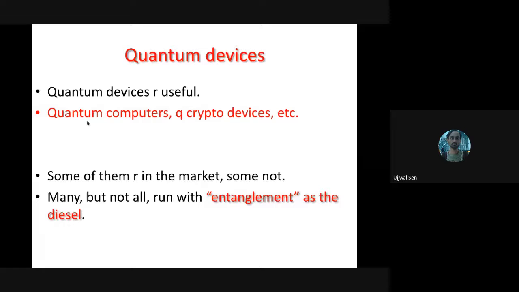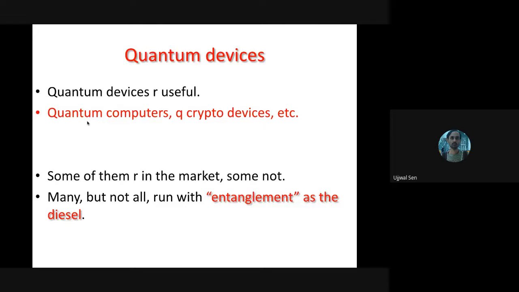So what are quantum devices? They are devices in which you use quantum laws to run them. Examples are quantum computers, quantum cryptographic devices, and many others. Some of them are in the market. For example, quantum cryptographic devices you can buy in the market, but some are not. Quantum computers are not yet available as a device that you can use, but there is hope that within some years it will become available. This is not clear as yet.